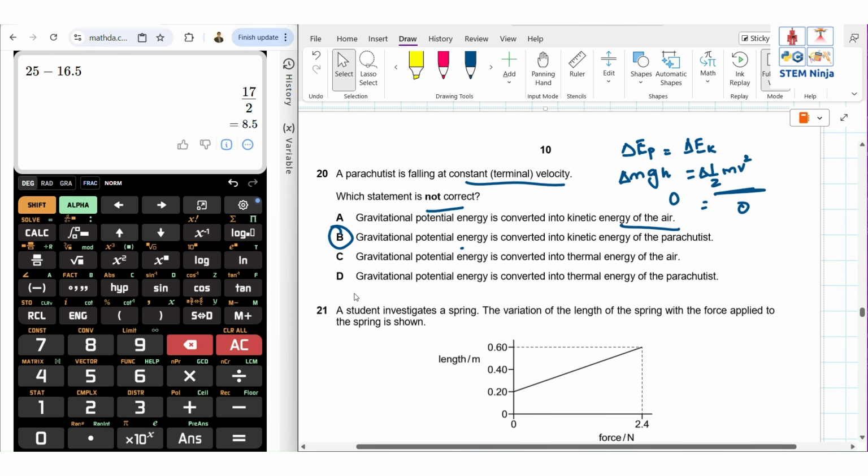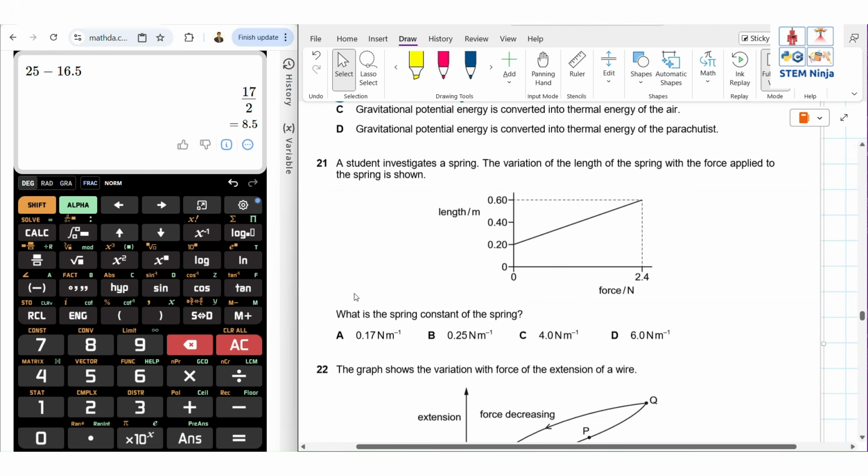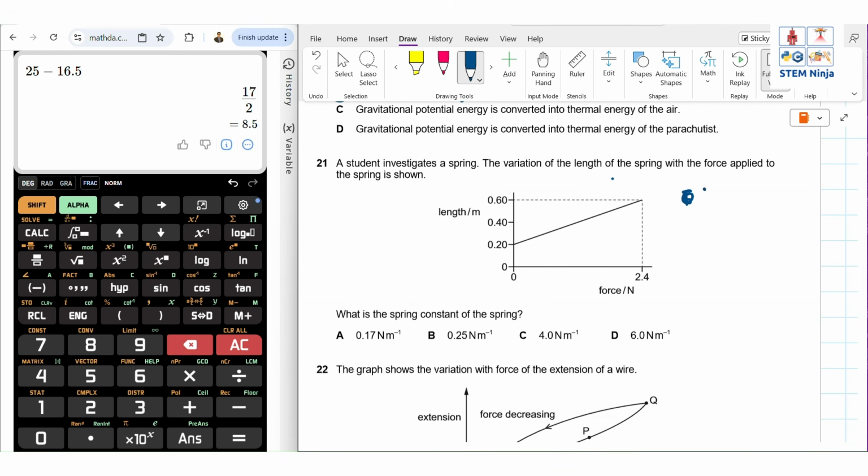Okay. A student investigates a spring. The variation of length of the spring with the force applied to the spring is shown. What is the spring constant of the spring? Okay, so first off, F is equal to kx, and k would be F over x, x being the extension, not the length. So extension is 0 over here, and extension is 0.4 at this point. So this is what we need.